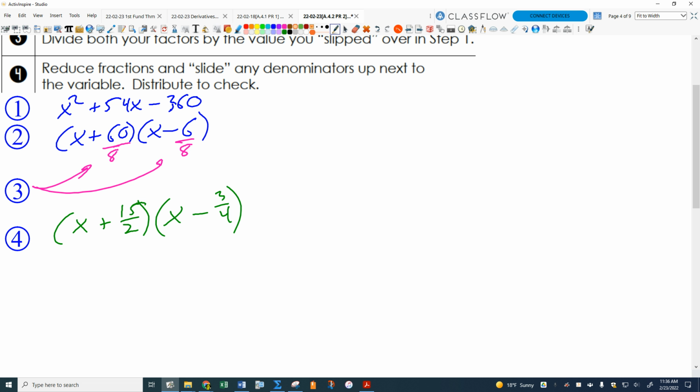And then last step, if I have a denominator, I slide it up front, and I get the answer: 2x plus 15 times 4x minus 3, right? Give me 1 to 5. How are we doing? Outstanding. Okay, here's the next one.